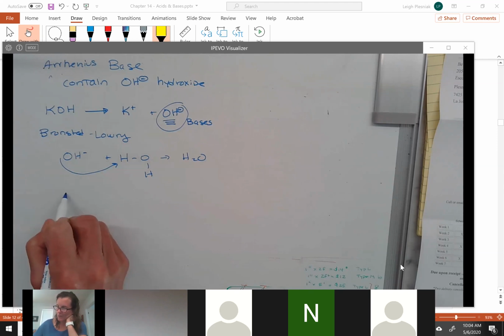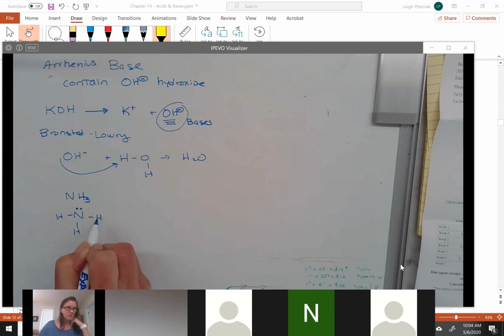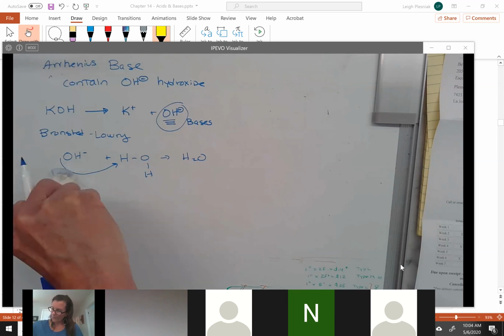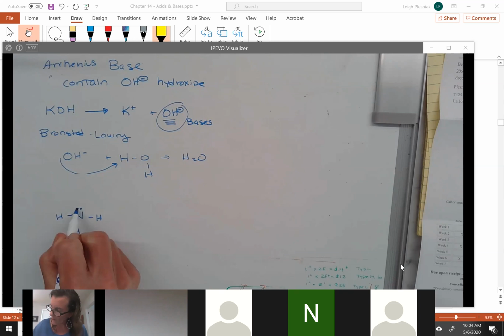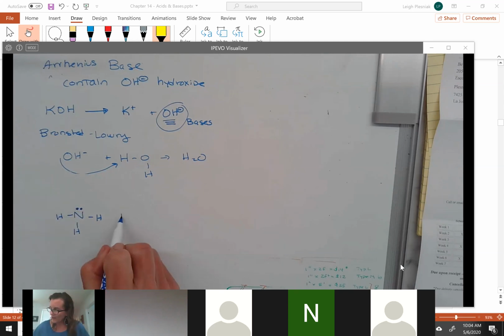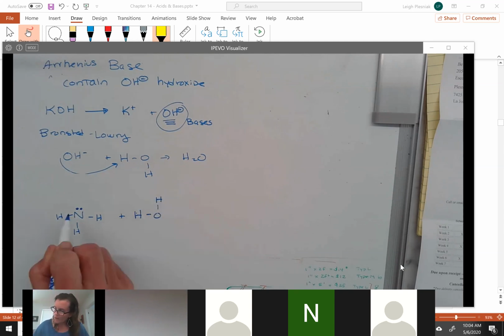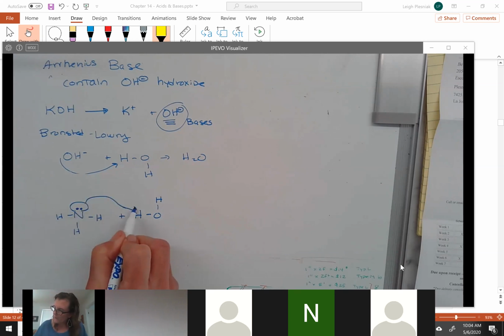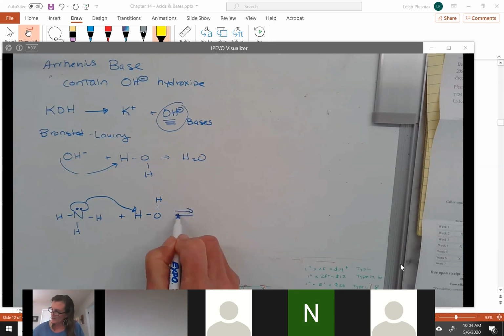An example of that would be ammonia. Ammonia has this Lewis structure. And when it's in water, this lone pair of electrons on nitrogen will pick up an H plus from water. And it turns out this process is reversible, so we draw the arrow in both directions.